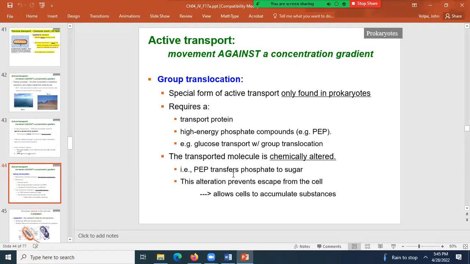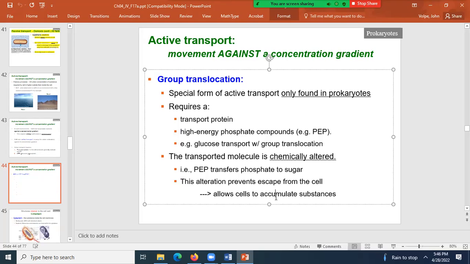Now, if there were an 11th glucose outside the cell, the cell could more easily move that glucose in, because the concentration gradient inside the cell will not be as high if there are only 5 glucose as opposed to 10 glucose molecules inside the cell. And that's why group translocation helps cells accumulate substances. Any question about any of that?